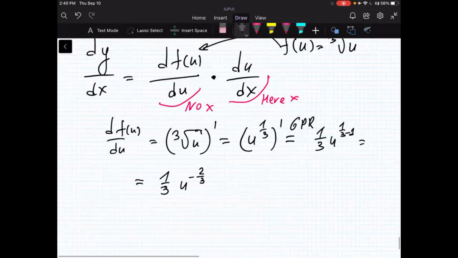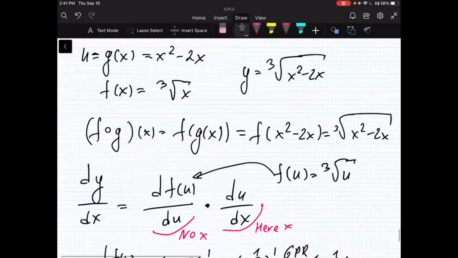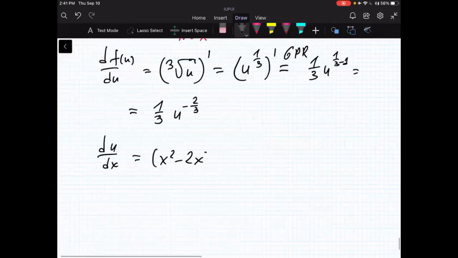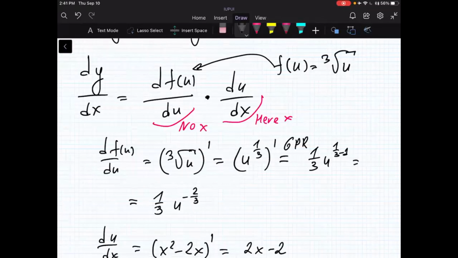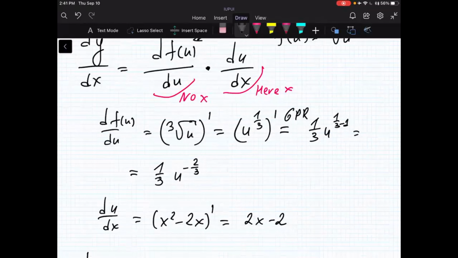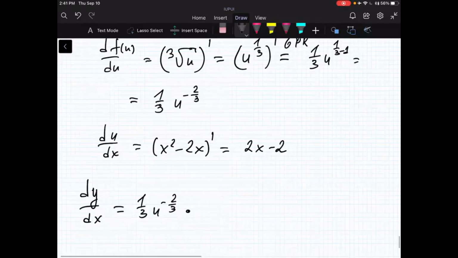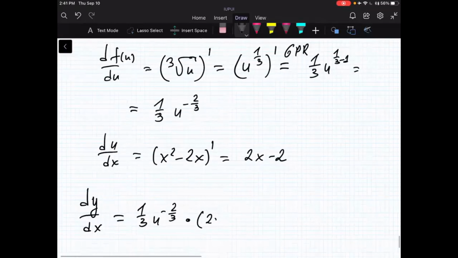Okay, and the last step is to calculate du over dx, which is the derivative of u, which is x squared minus 2x. And this is just a polynomial, so it's 2x minus 2. And finally, dy over dx will be thus df over du, which is 1/3 u to the power minus 2/3, times du over dx, which is 2x minus 2.